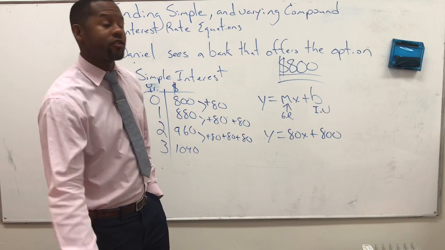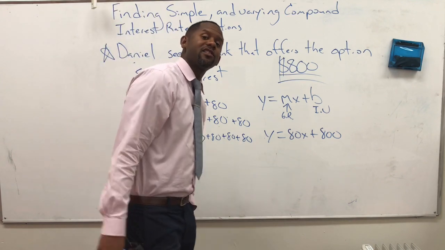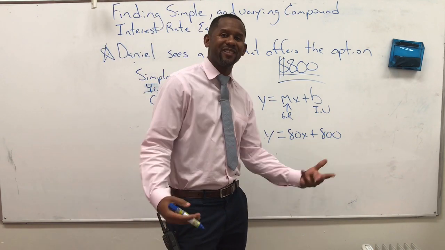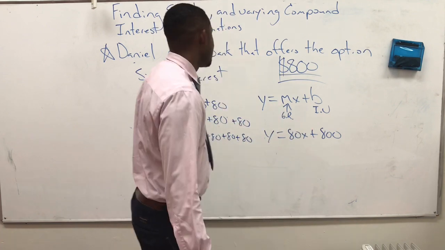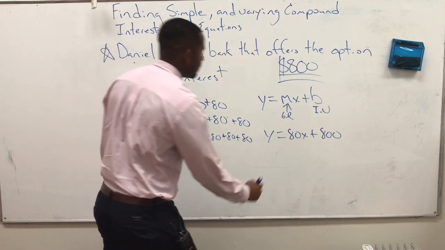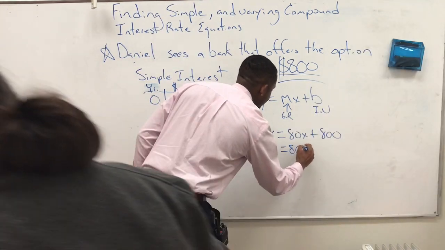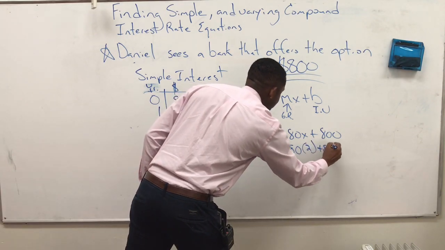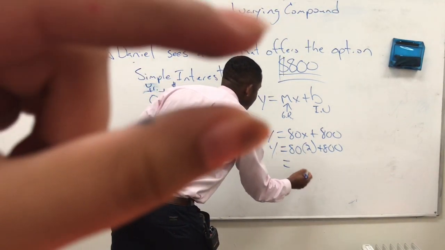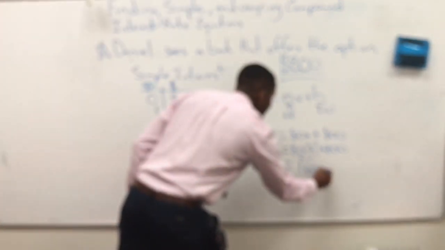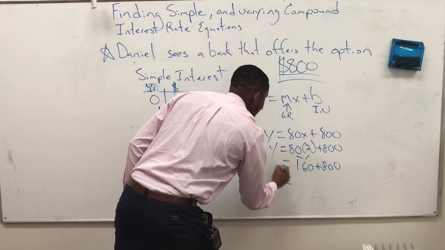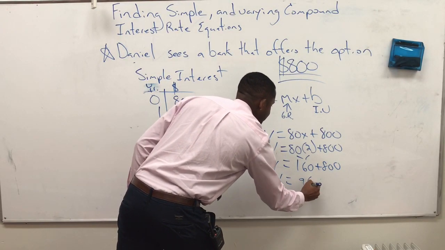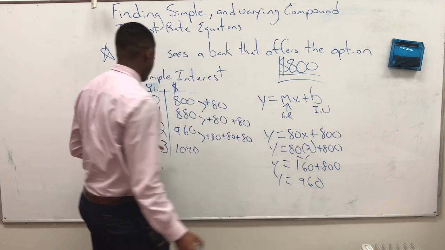I want to check to make sure that that actually works, because I could be making up some trash that came out of my mouth and it looks good, and it's all wrong. So I'm just going to plug a 2 in here, just to see. 80 times 2, y equals 160 plus 800, y equals 960 after 2 years.